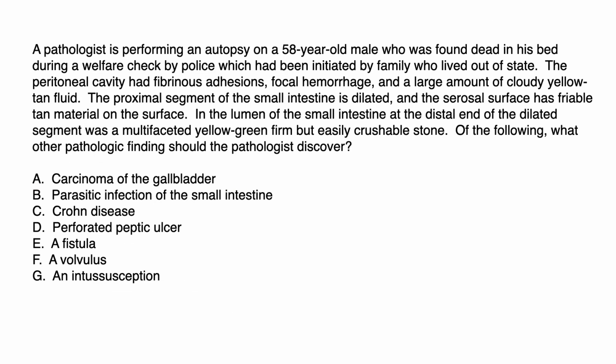Last question. A pathologist performing an autopsy on a 58-year-old male who was found dead in his bed during a welfare check by police, which had been initiated by family who lived out of state. The peritoneal cavity had fibrinous adhesions, focal hemorrhage, and a large amount of cloudy yellow-tan fluid, so peritonitis. The proximal segment of the small intestine is dilated, and the serosal surface has friable tan material on the surface. In the lumen of the small intestine, at the distal end of the dilated segment was a multifaceted yellow-green firm but easily crushable stone. Of the following, which pathologic finding should the pathologist discover? So the stone got into the small intestine. That would mean there has to be a fistula.